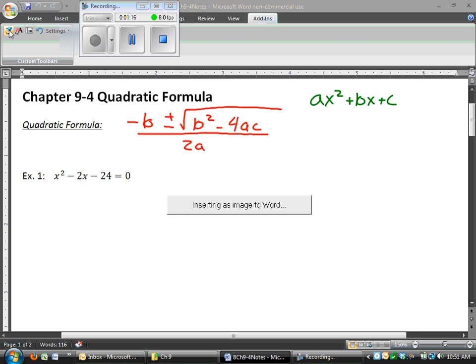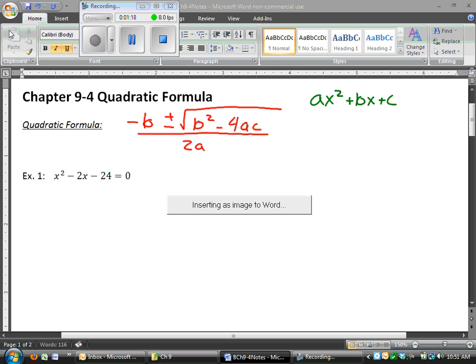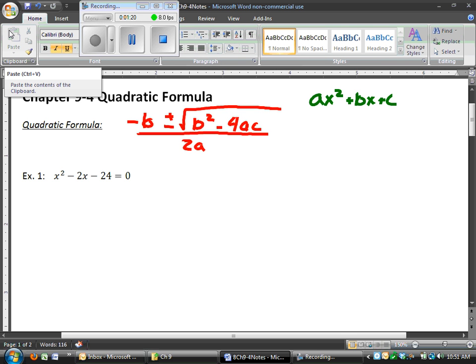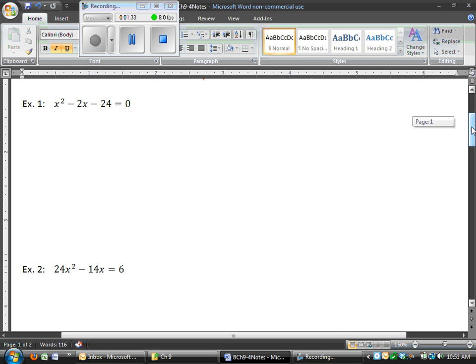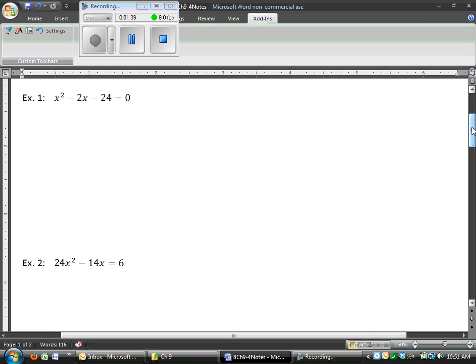Okay? So the nice thing about this is that it works for every single quadratic trinomial or quadratic equation that you see. It will work every single time. Okay? But it's a longer process most of the time. It has a long formula with it. And so those are kind of the drawbacks to using it. So let's go ahead and get into example 1.